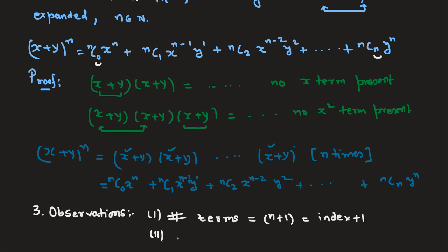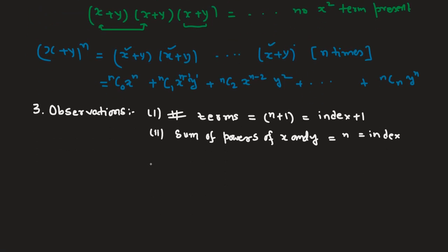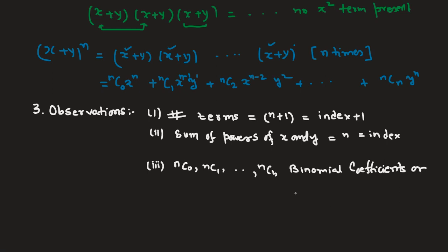Number 2, sum of powers. Sum of powers of x and y. Every time it is n, that should be the index. So every time the sum of the powers of x and y is fixed, that should be n. And these terms nC0, nC1 and nCn are known as binomial coefficients. It is also known as combinatorial coefficients, okay? Combinatorial coefficients.